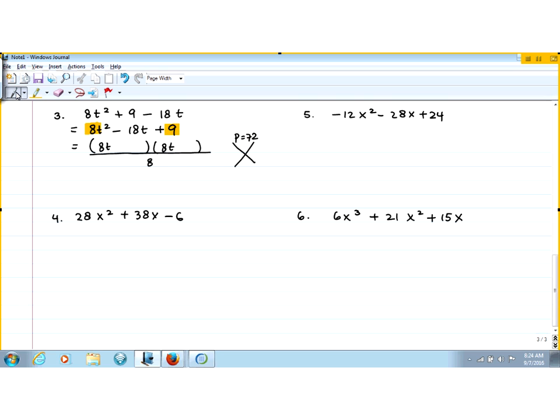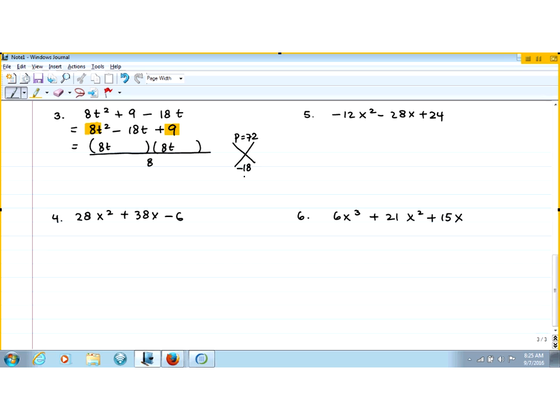Yes, AC. 8 times 9. The sum. What's the sum? Negative 18. Okay. So what are the two numbers? Do I have any? So 1 times 72 is too far, right? 2 times 36, too far. 3 times what? What is 72 divided by 3? 24? What about 4? Would 4 work?